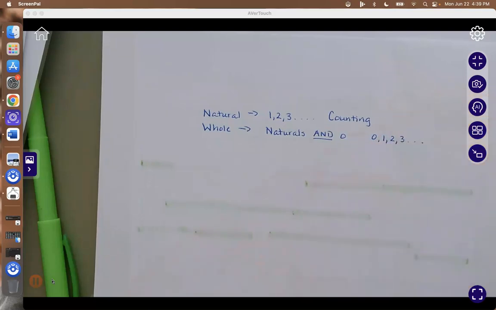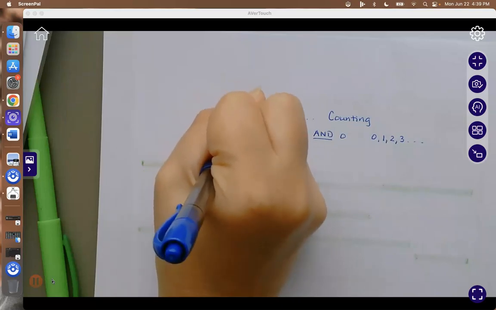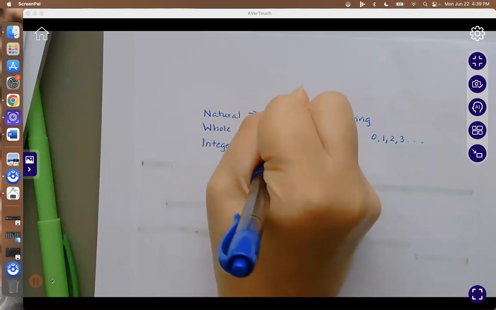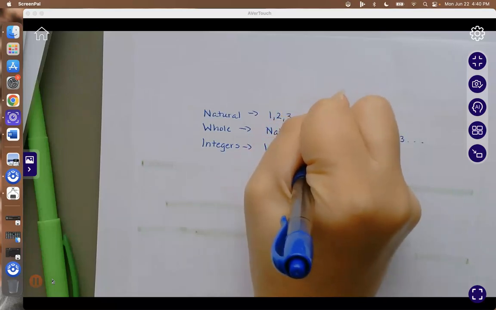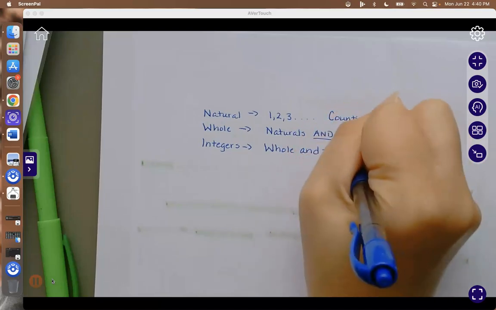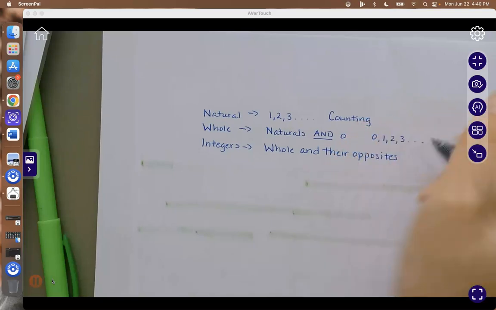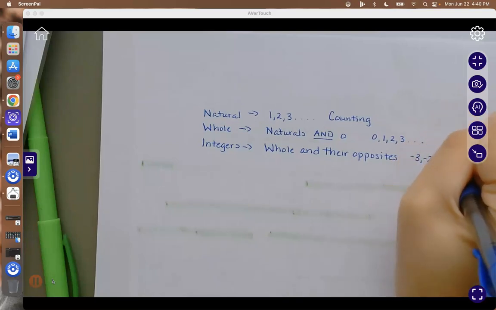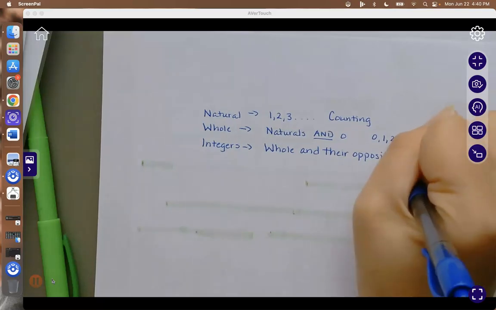Okay? Now, if you want to include more numbers, the next set of numbers you would write would be integers, which is whole numbers and their opposites. So like -3, -2, -1, 0, 1, 2, 3, and we can put dots on each end of this.